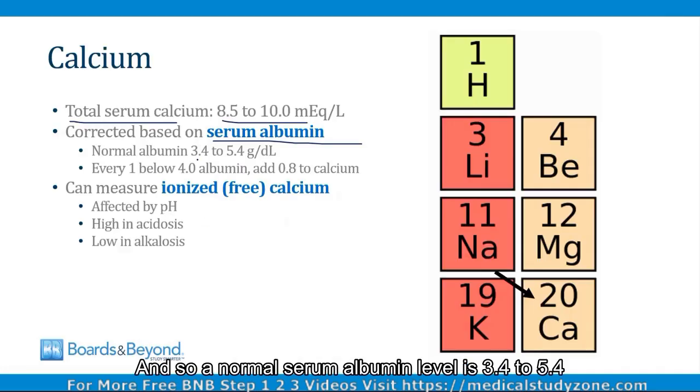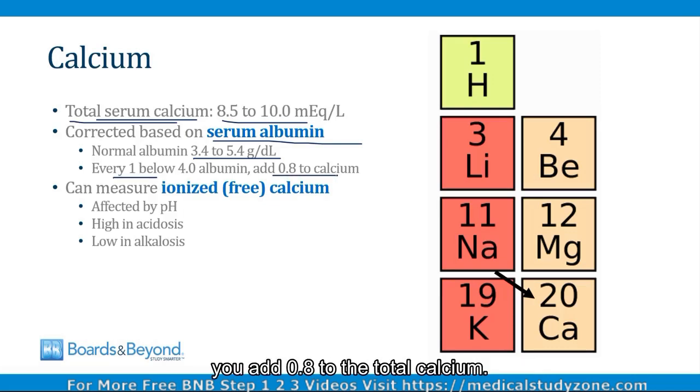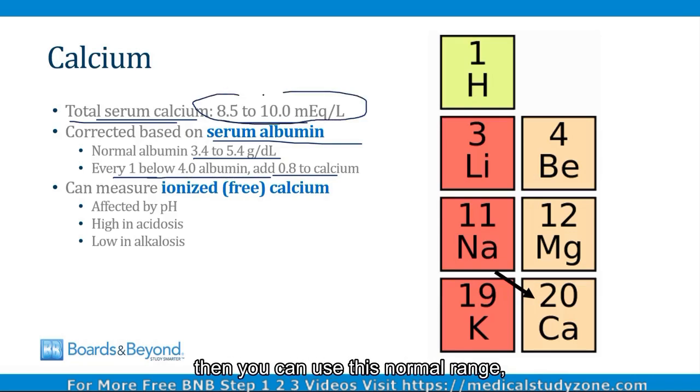And so a normal serum albumin level is 3.4 to 5.4, and the way you correct the total serum calcium for patients who are hypoalbuminemic is for every 1 below 4 for the albumin, you add 0.8 to the total calcium. And if you follow this rule of thumb, then you can use this normal range even in patients who have low albumin levels.